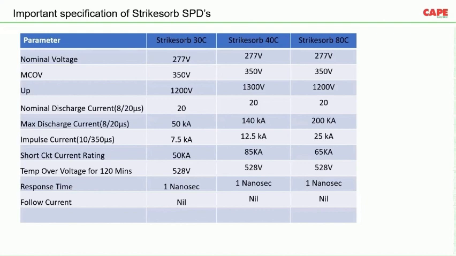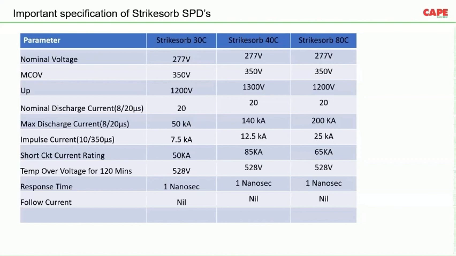When I am telling you these values 50, 140 and 200 kiloamperes, this is per pole rating. This is not the total rating of 4 poles. This is per pole rating. Impulse current rating is 7.5 kiloampere for Strikesorb 30, 12.5 kiloampere for Strikesorb 40, and 25 kiloamperes for Strikesorb 80. Again, we have tested Strikesorb 80 with higher rating also. That is going to come in further slides. Short circuit rating is 50 kiloamperes for Strikesorb 30, 85 kiloamperes for Strikesorb 40, and 65 kiloamperes for Strikesorb 80, which is further tested with more rating also.